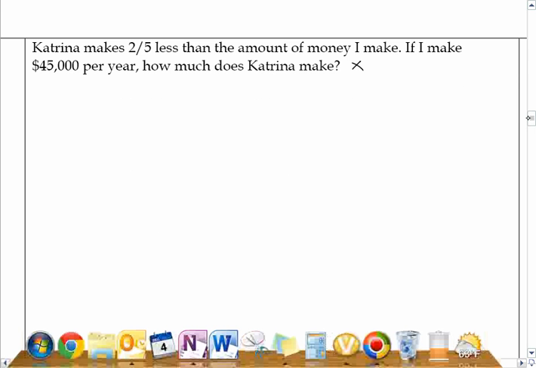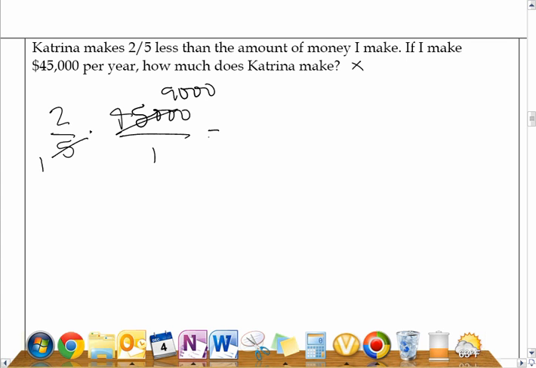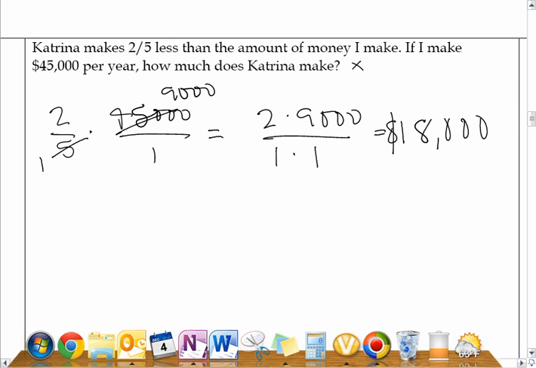Okay, on to number 5. Katrina makes 2/5 less than the amount of money I make. If I make $45,000 per year, how much does Katrina make? So we're going to do 2 over 5 times 45,000 over 1. 5 goes into 45,000 9,000 times and into itself once. So that's going to equal $18,000, the difference between what I make and what Katrina makes.